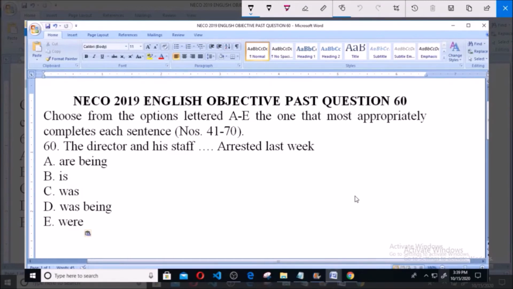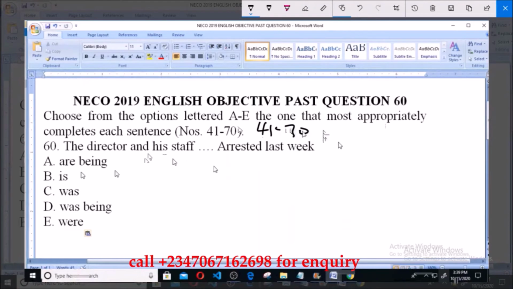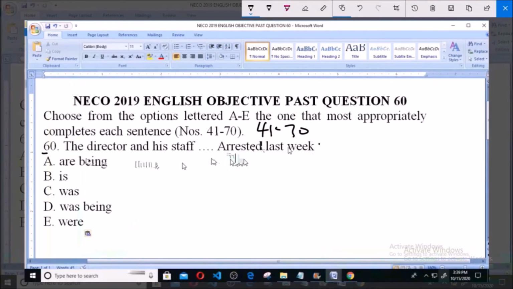And to this question, the instruction says choose from the options lettered A to E the one that most appropriately completes each sentence. This instruction is to answer questions from 41 to 70 of this examination paper. And question number 60 says: The director and his staff dash arrested last week.